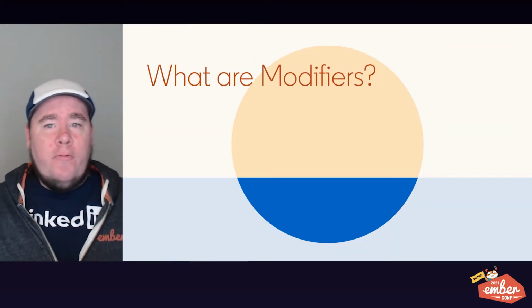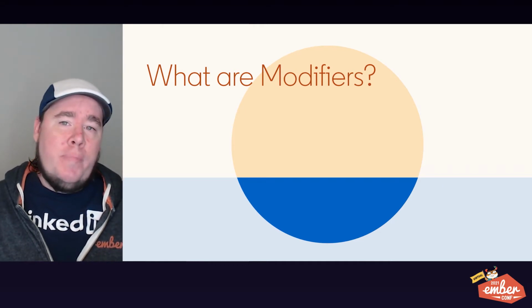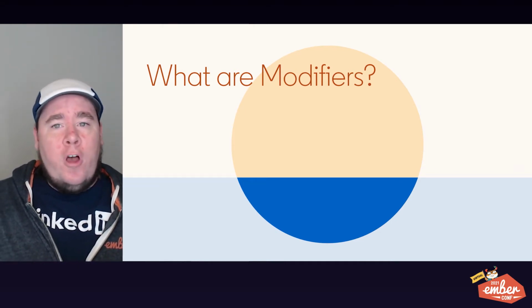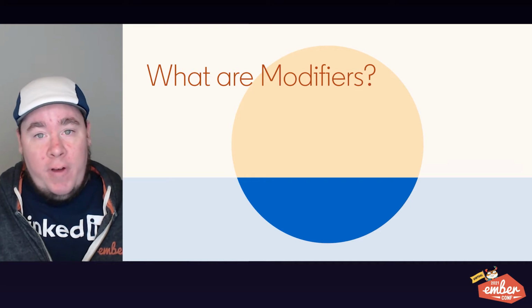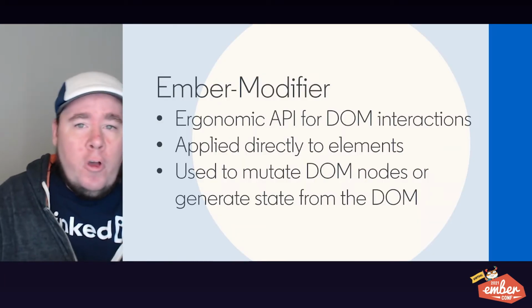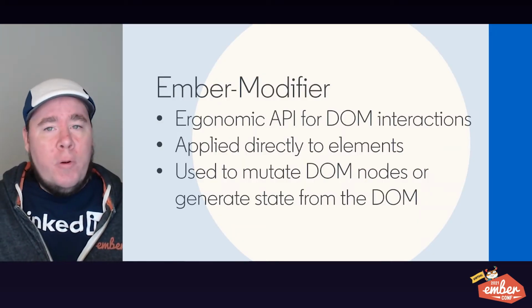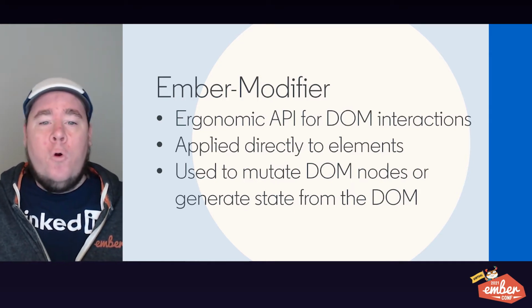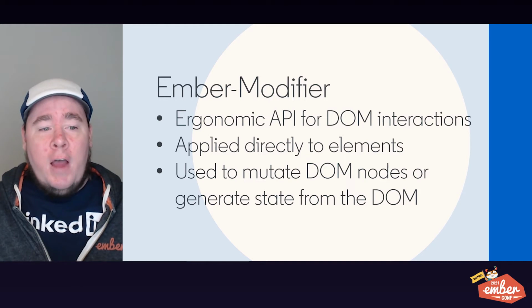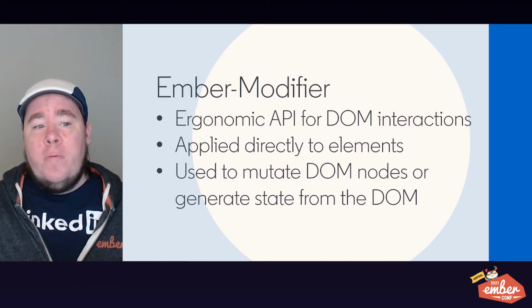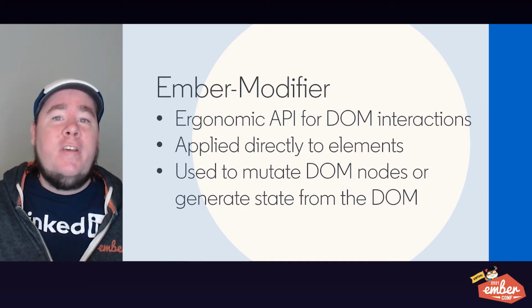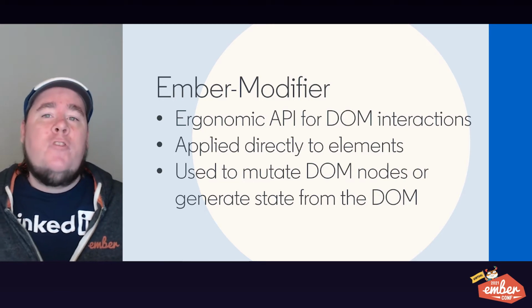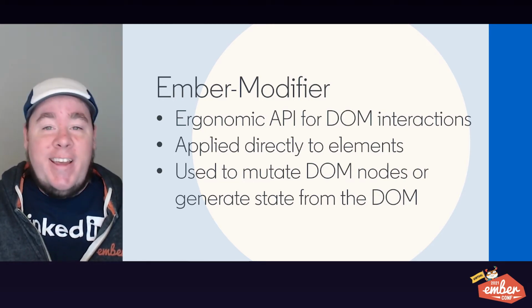So before we dive more into the implementation, I want to take a step back and just briefly talk about the concept of modifiers. So for this demo, I'm using Ember Modifier, which is an add-on that provides an ergonomic API for DOM interactions in Ember apps. Modifiers can be applied directly to elements in the template, and you can use them to mutate DOM nodes or generate state from the DOM.